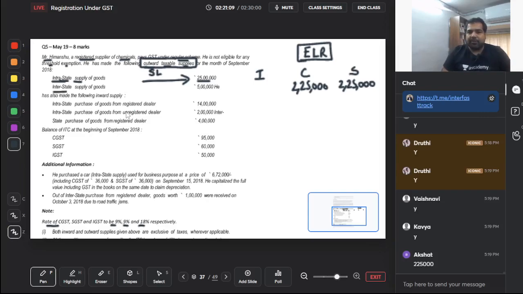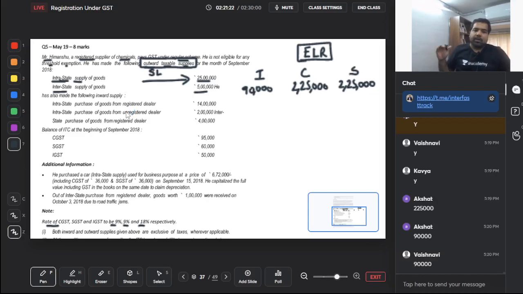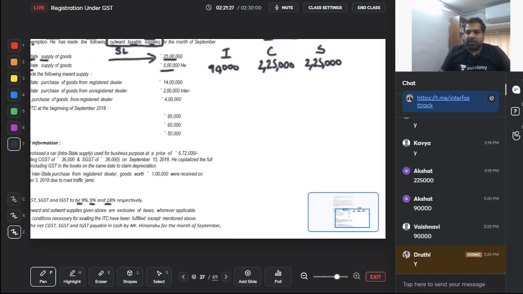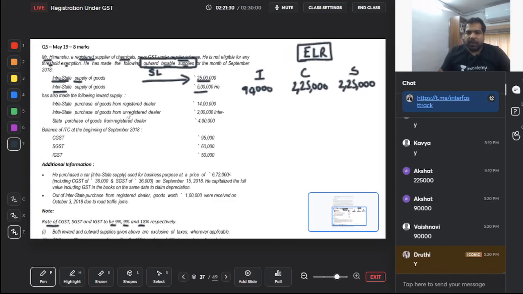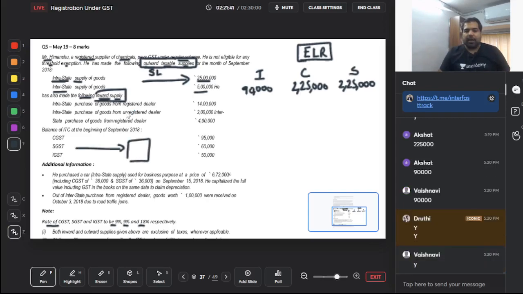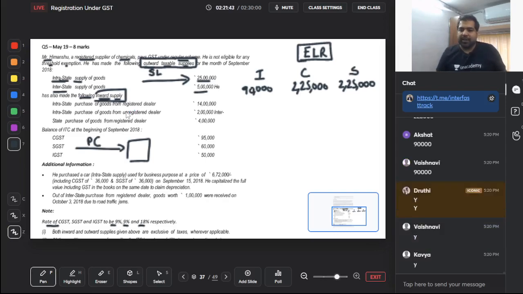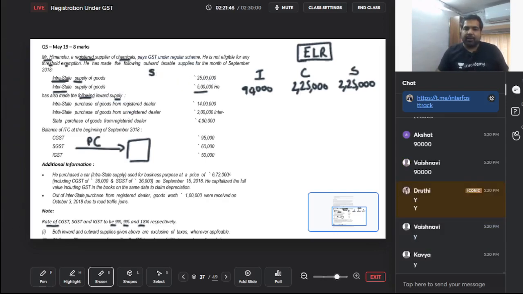Next supply is interstate 5 lakh rupees. So on 5 lakh rupees into 18%, 90,000 rupees is the calculation here. Is this ready? Yes. Now let's look at what all is the credit. Guys, he has also made the following inward supply. Can I say inward supply is purchases? And purchases lead to what? Purchases lead to credit. So let's see what is the credit available in this case.